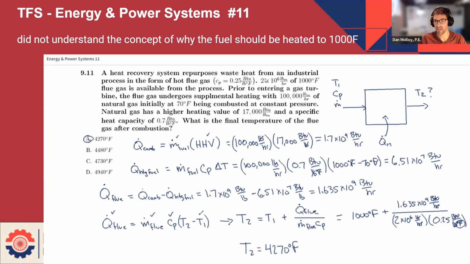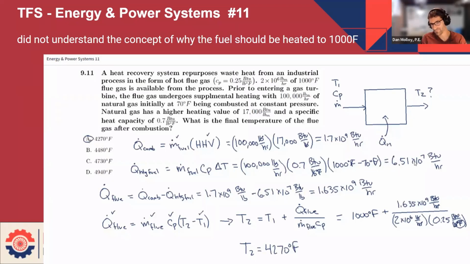So how much heat is going to go into just heating the fuel itself? Well, we can calculate that as well. We know the mass flow rate of fuel, we know the specific heat capacity of fuel, and we know how much delta T it needs to make up. It needs to go from 70 to 1,000. So we calculate that number, and that's the 6.5 times 10 to the 7th.